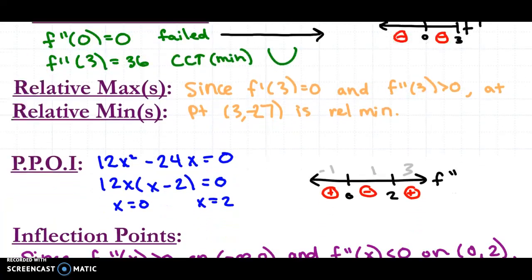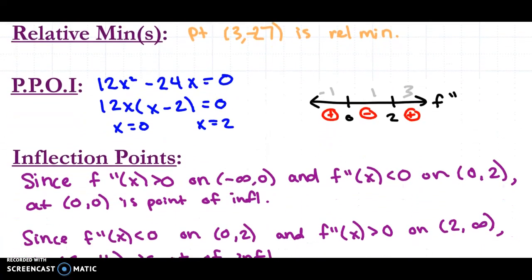And then tying it all together, points of inflection. So points of inflection, we have to see where the second derivative would equal 0 or undefined. We get 0 and 2. I use my concavity chart using the second derivative, and I noticed that at 0 and at 2, we changed from being concave up to concave down or down to up.